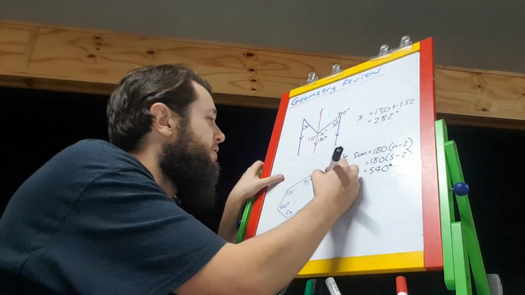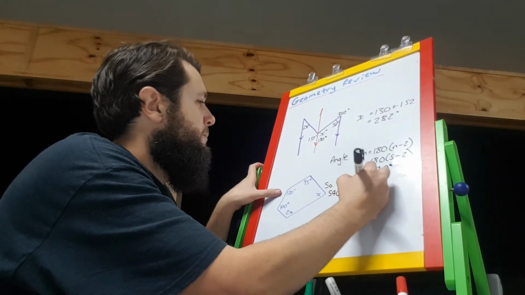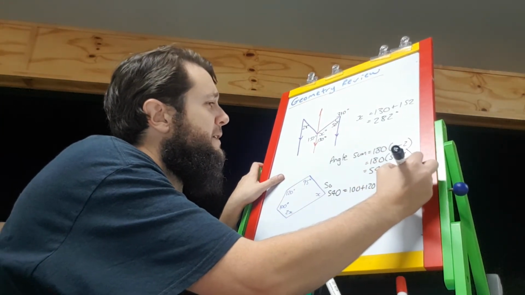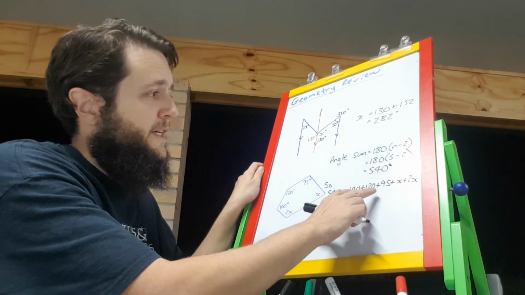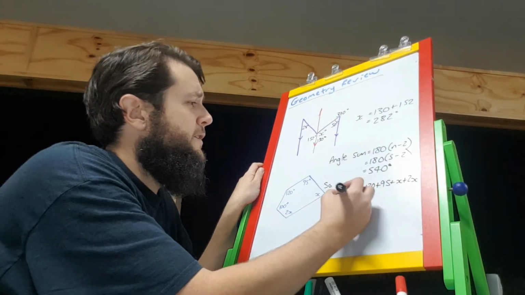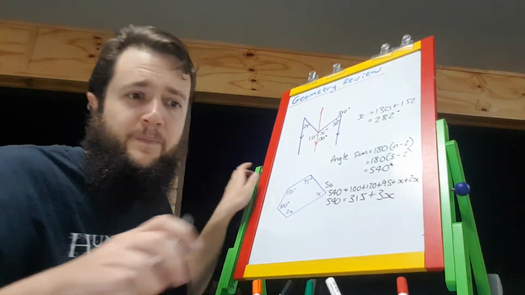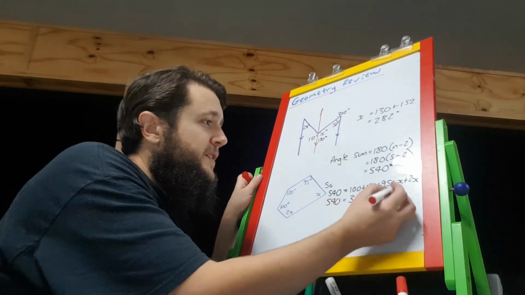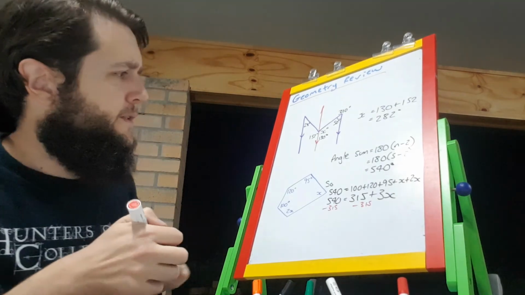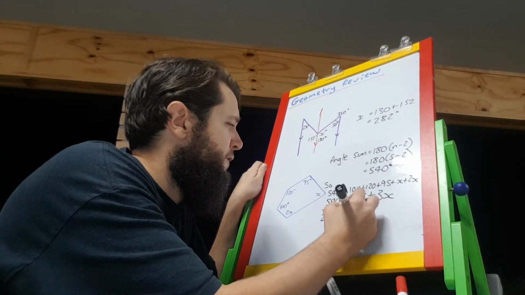I can now write an expression. So 540 degrees has to equal our 100 plus our 120 plus our 95 plus x plus 2x. I'm going to combine some of that now. So those numbers can all be put together there: 220, 315, and 1x plus 2x is indeed 3x. So to solve for x, we subtract 315 from both sides, do our addition subtraction first. That will leave us with 225 equals 3x.